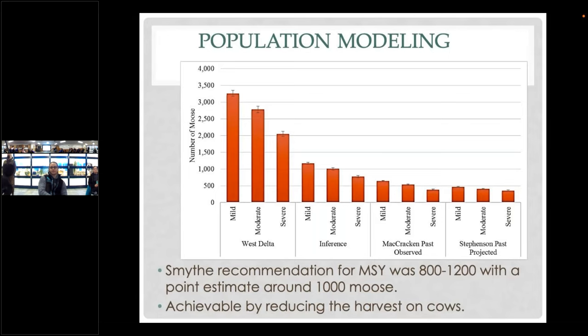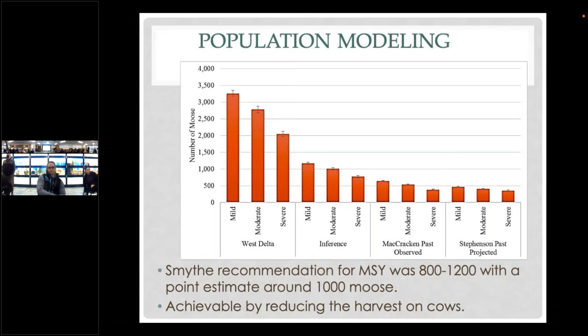So yeah, when they modeled the population and came up with these carrying capacity estimates, they look at these various different scenarios of mild, moderate, and severe winters. And then all of these different researchers have looked at that and sliced and diced that in different ways. But the most recent data is from Smythe. She recommends maximum sustained yield between 800 and 1,200. So that's higher than what our advisory committee is asking for. And so we're erring on the side of providing a bit more harvest opportunity over growing the population, and a point estimate of 1,000 moose.